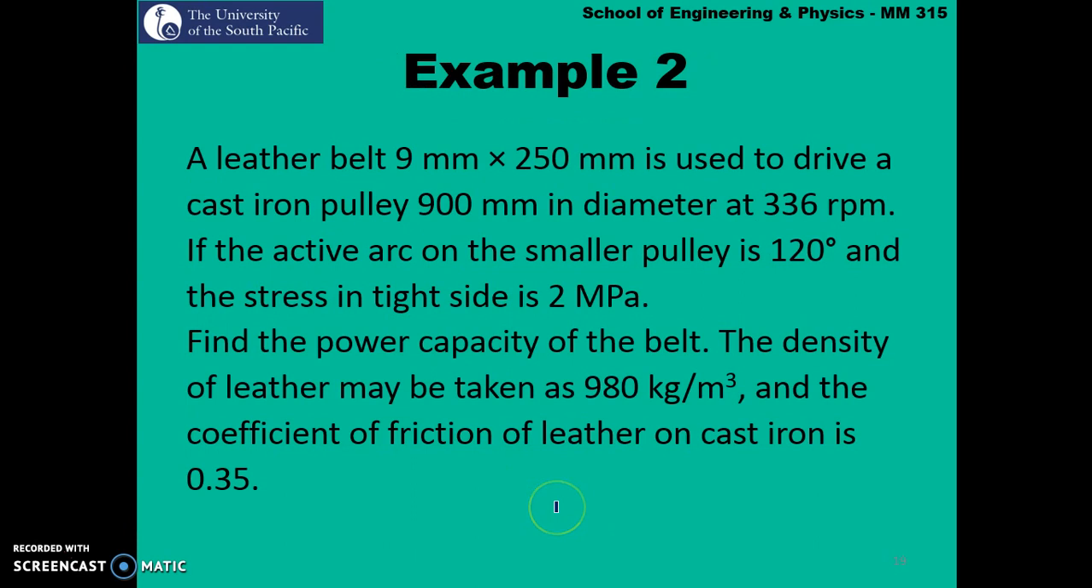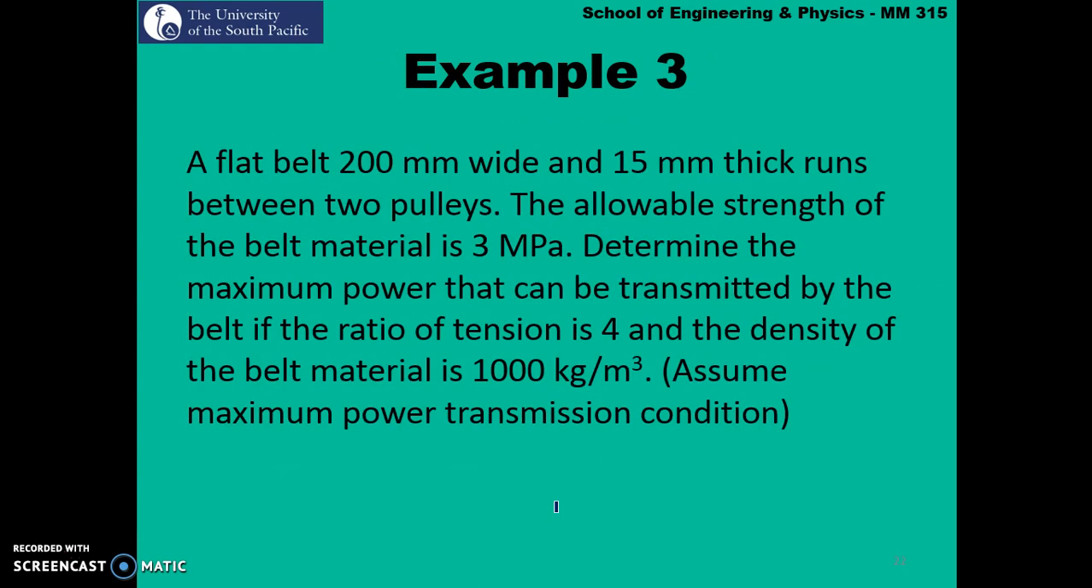So now let's look at example 3. In example 3, a flat belt is given, which is 200 mm wide and 15 mm thick, and it runs between two pulleys. The allowable strength of the belt material is 3 megapascal. You have to determine the maximum power that can be transmitted. The tension ratio is given as 4, and the density of the belt is given as 1000 kg per meter cubed. And the question clearly states that it's a maximum power transmission condition.